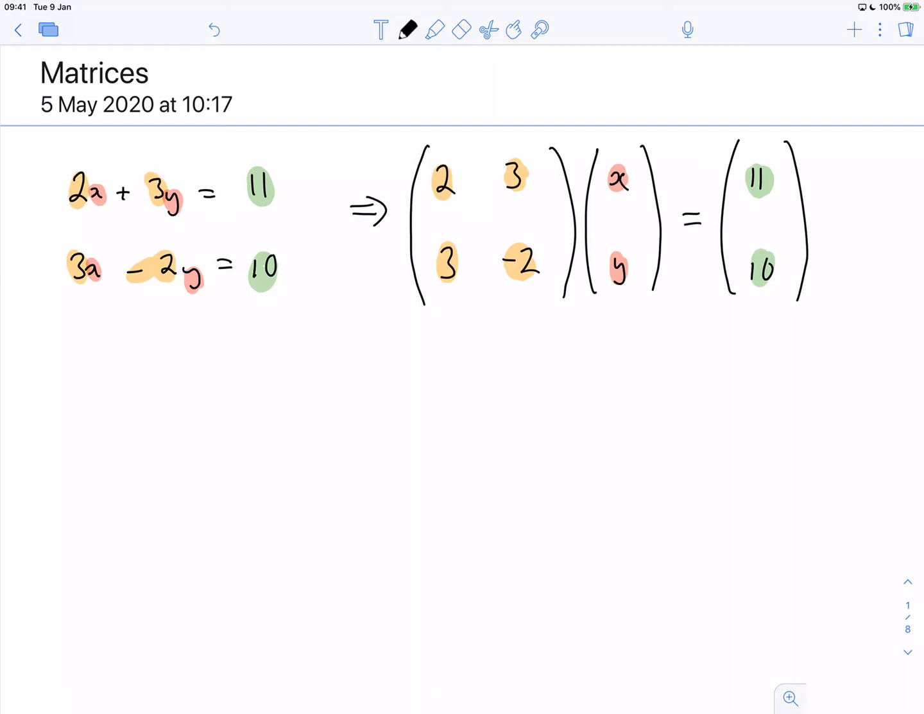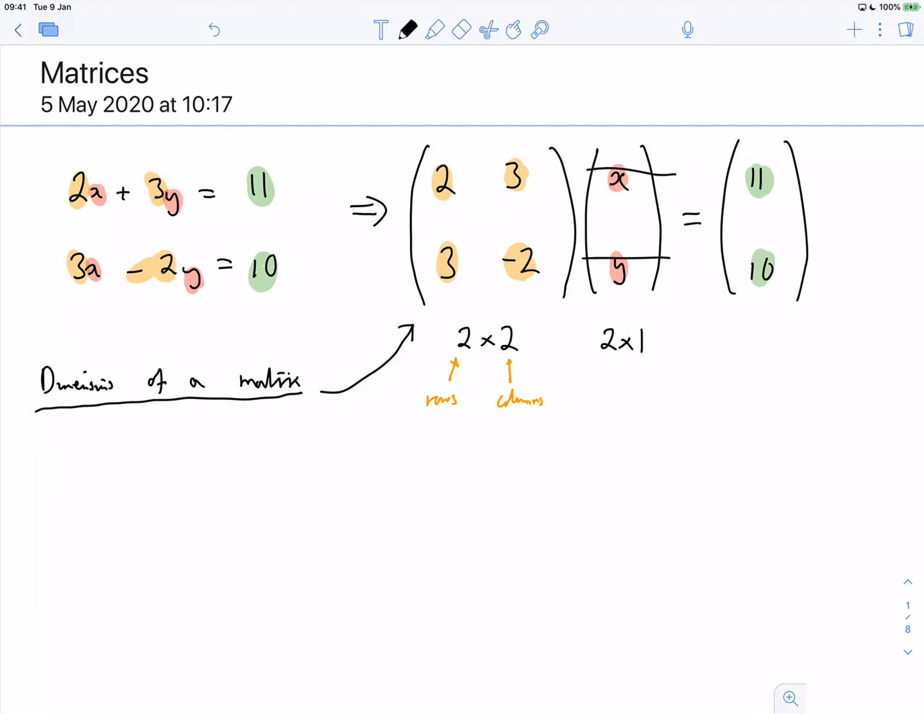So, okay, first of all, let's talk about the dimensions of a matrix. That's really important. So this matrix here we would consider to be a 2 by 2. That is because there are 2 rows and 2 columns. So you can probably guess what we'd identify the next matrix to be. This would be a 2 by 1 matrix because there's 2 rows and 1 column. And then finally, the output is going to be a 2 by 1 as well.